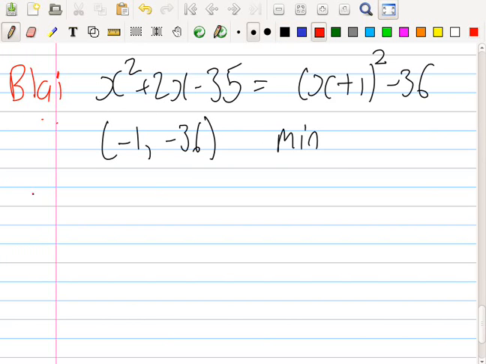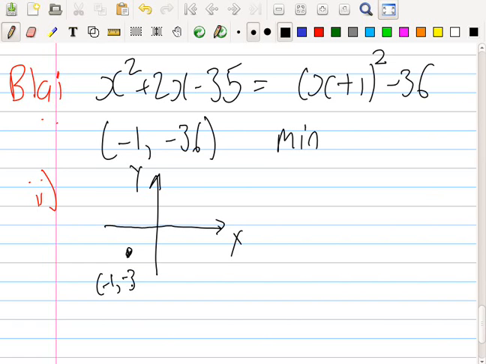Okay. Part 2. Sketch the curve. Alright, let's draw a quick sketch. Y, x, and then the minimum point is -1, -36, so that's like here. Now, he also wants you to find these other points here. So firstly, what's this point? That's when x is 0. So when x is 0, what's y? -35.